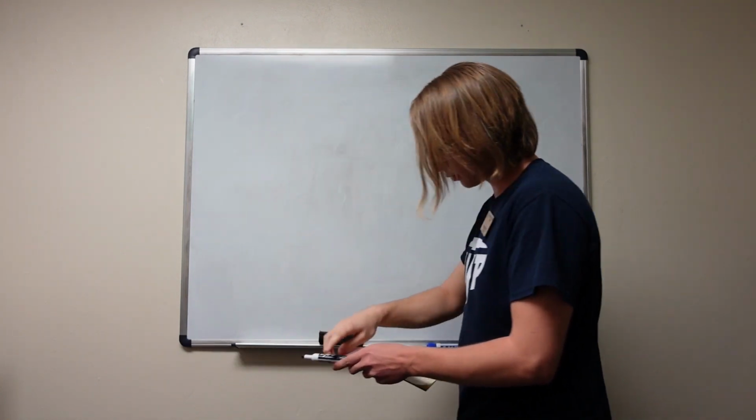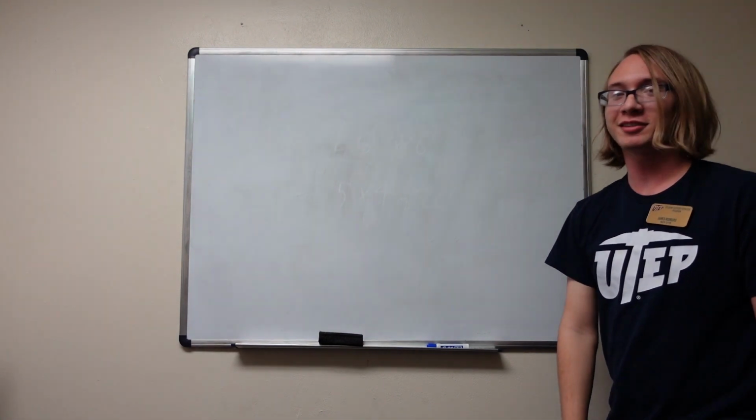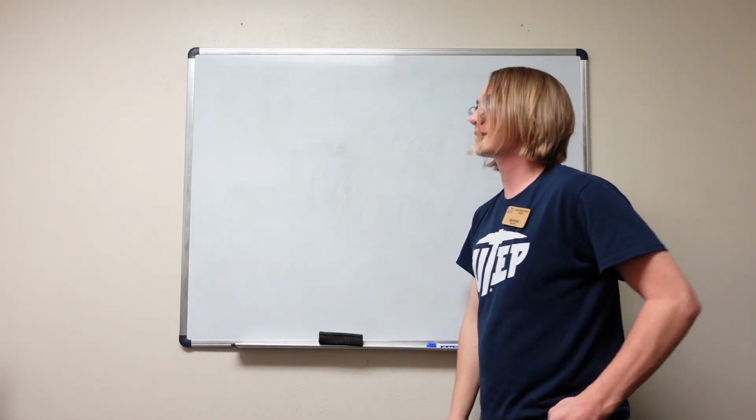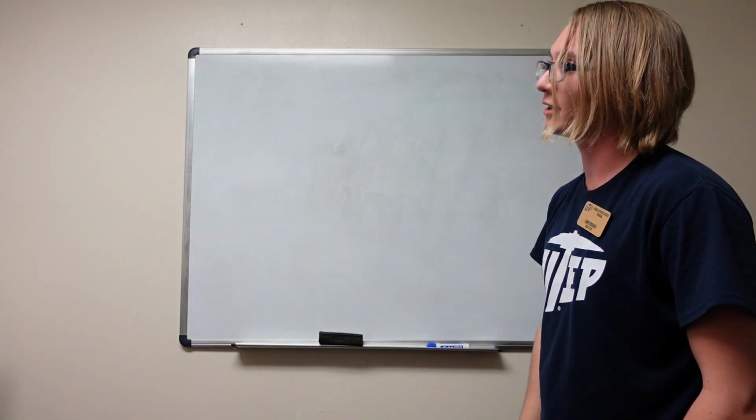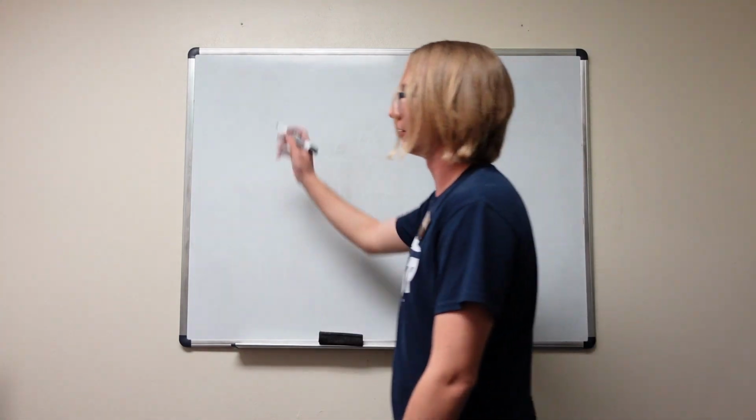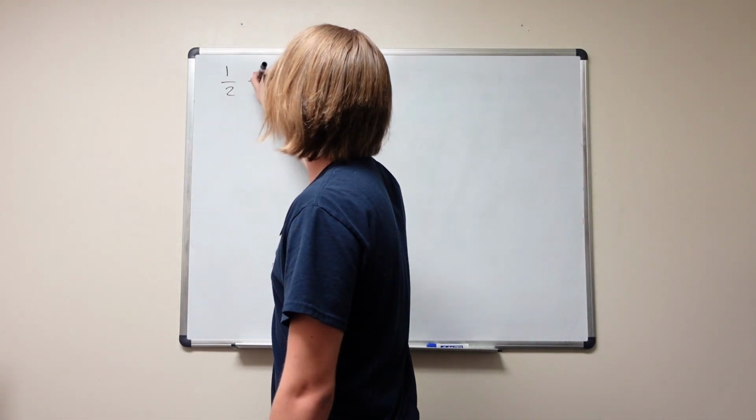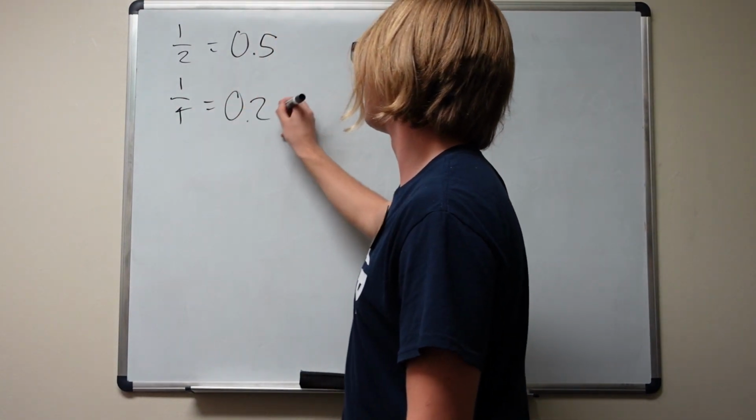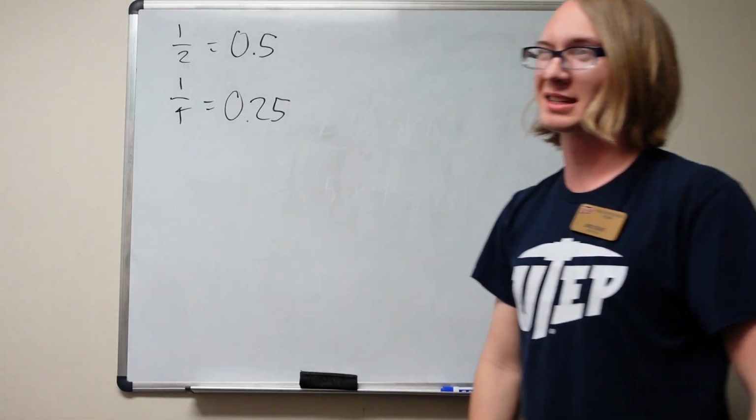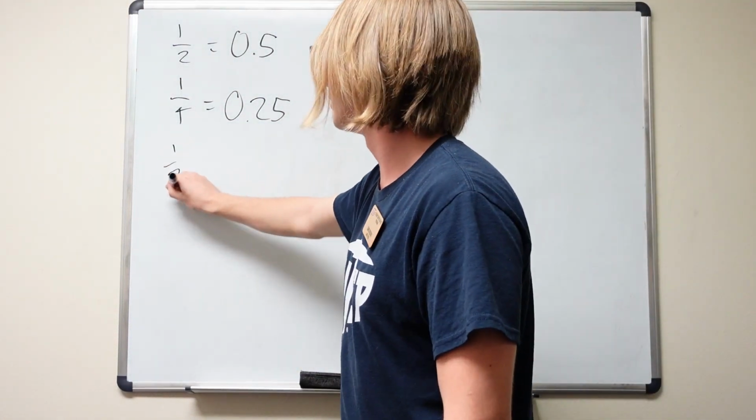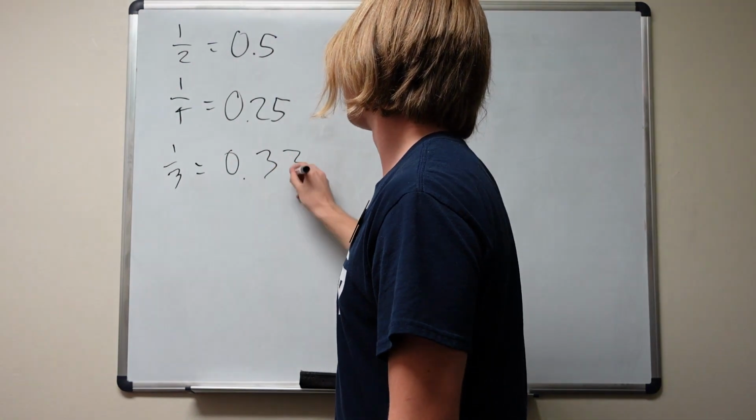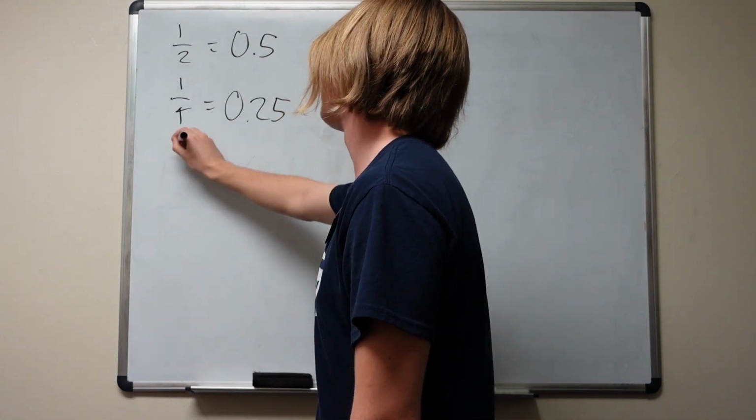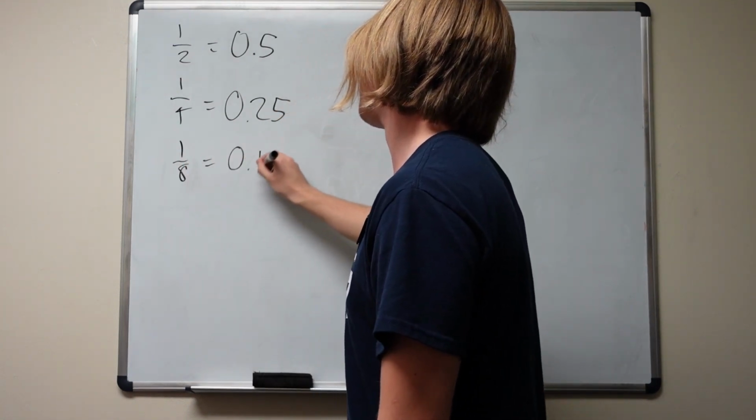For the second trick, I couldn't think of a name for it, but I'm going to call it the popular fractions to decimals trick. Essentially, this trick is really helpful if you know common fractions or decimals. Like 1/2 is 0.5, 1/4 is 0.25. 1/3 is probably not going to be helpful in this case because you're going to be dealing with 0.3333 to infinity, so that won't work. But 1/8 is 0.125, etc.